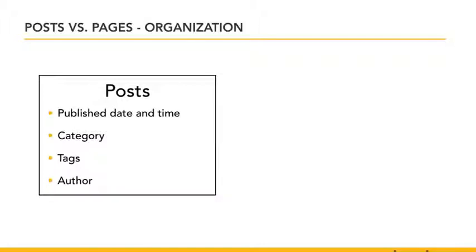Or you can do a search based on category, and you say, I want to see all posts in the category blue. Or you can search for posts with certain tags, or posts written by one author.